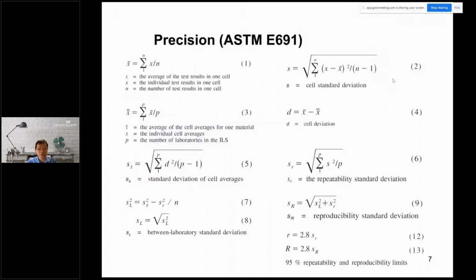Starting from the precision, you can see ASTM E691. If you look at the top on the left-hand side, you basically have this so-called cell, which is the 5 replicates of a single liquid de-icer tested by a lab, where you get 5 readings, and then you have the average. On the right-hand side, equation 2 looks at the standard deviation of the cell. And then you move down to equation 3, where you're looking at the averages from different labs.